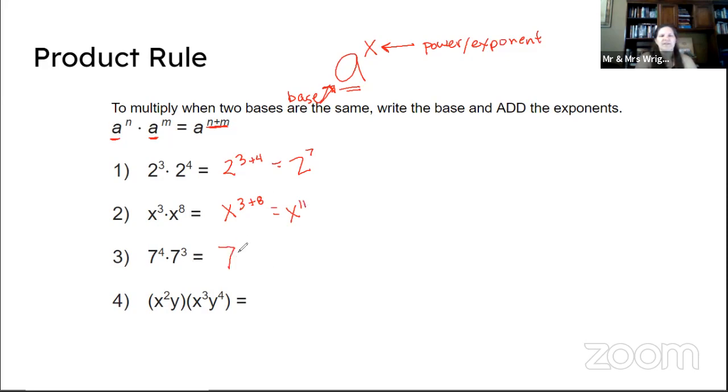Here I have a base 7. My exponents are 4 and 3. So it's the same thing as 7 to the power of 4, 5, 6, 7: 7 to the power of 7.